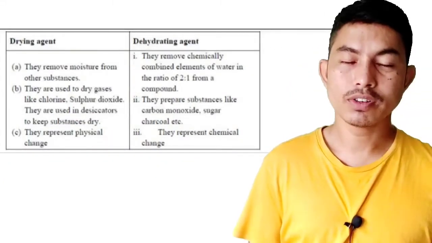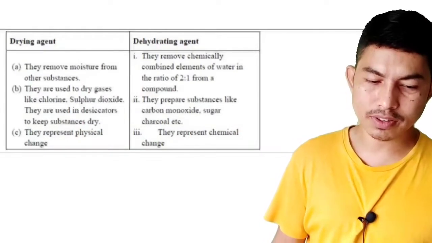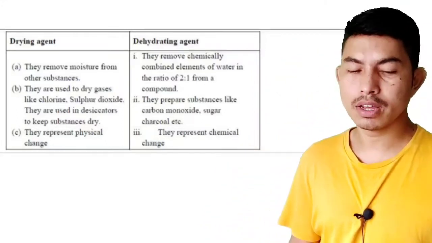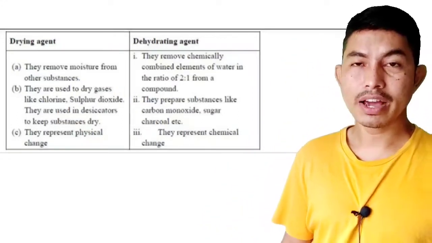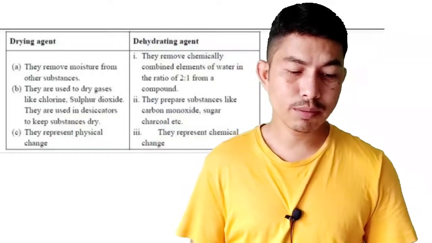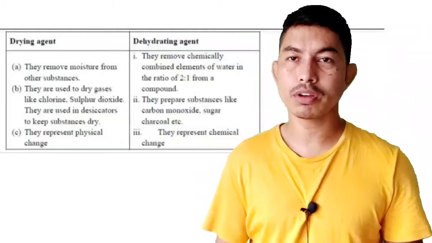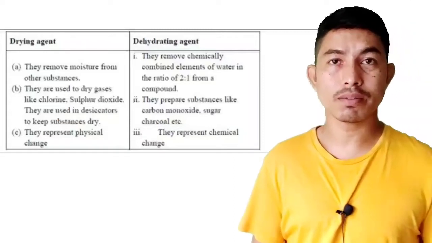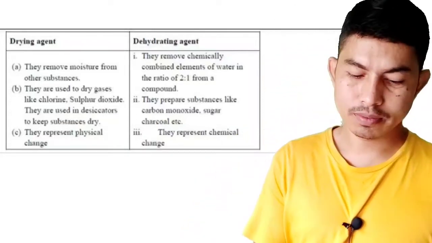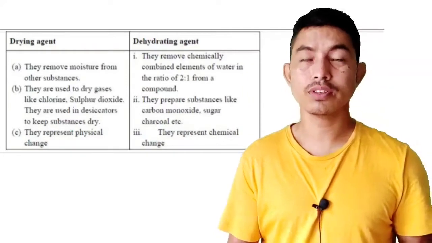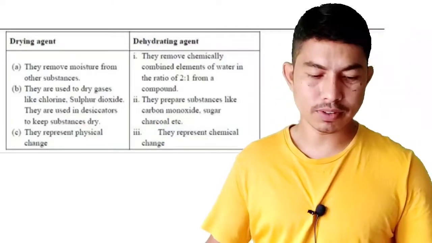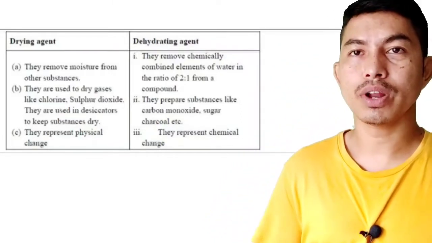Another topic is the drying agent and the dehydrating agent. What is a drying agent? Drying agents are substances that can readily absorb moisture from other substances, but without chemically reacting with them. Whereas dehydrating agents are substances that can remove even the chemically combined water molecules from a compound. That means a dehydrating agent can also absorb the water of crystallization from certain salts. The drying agent and the dehydrating agent are used for absorbing water from other substances.